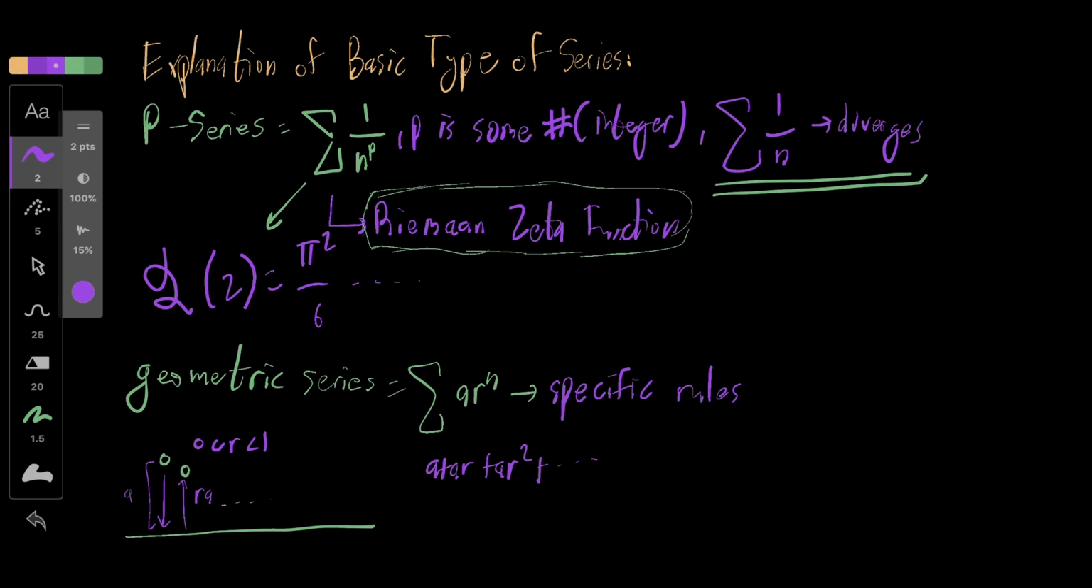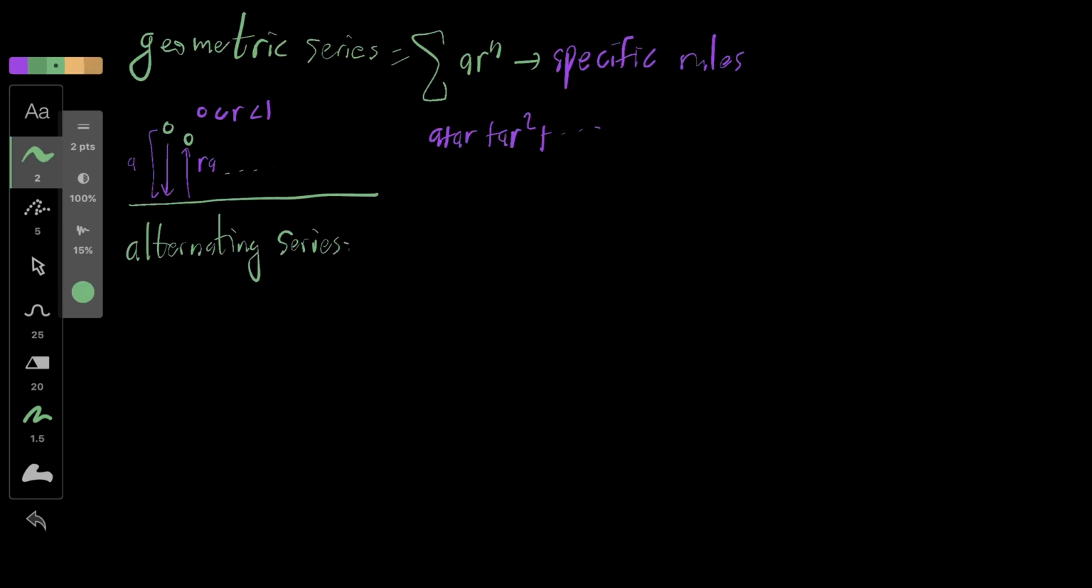Now, those are the first two types of basic series explained. Let's move on to the third type. Now, the third type is alternating series. Basically, we have -1 to the power of n times some function of n. Now, this function of n could really be anything.